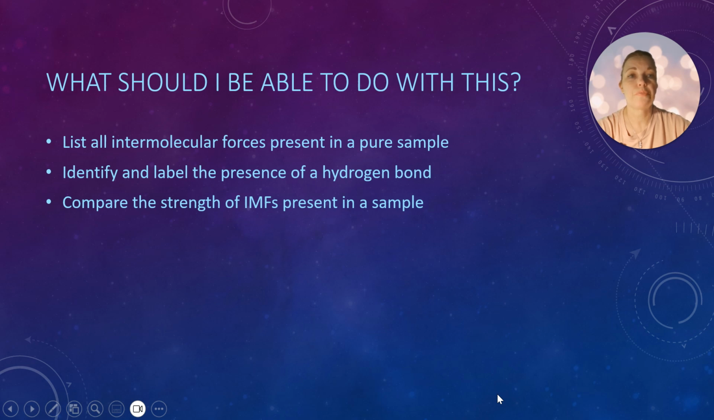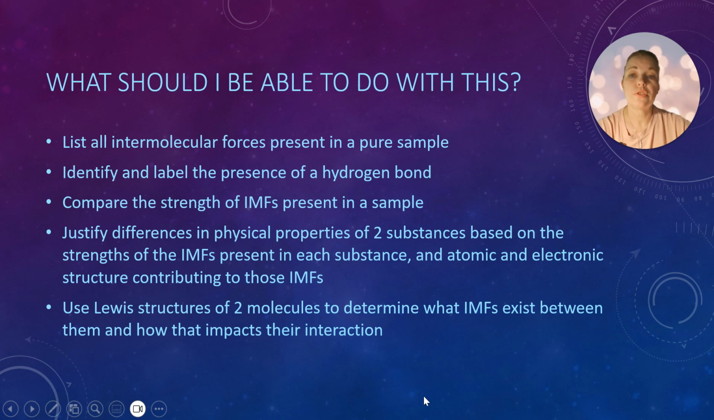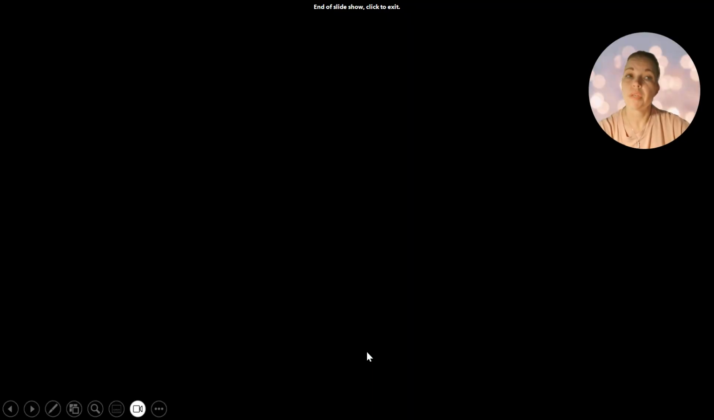Compare the strength of IMFs present in a sample. Justify differences in physical properties of two substances based on the strengths of the IMFs present in each substance and atomic and electronic structure contributing to those IMFs. And then use Lewis structures of two molecules to determine what IMFs exist between them and how that impacts their interaction. And that is it for topic 3.1, and I will see you soon for topic 3.2.